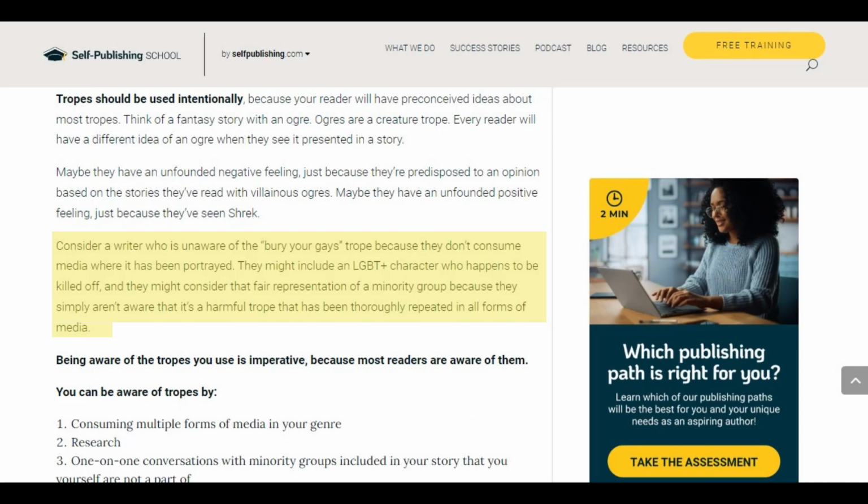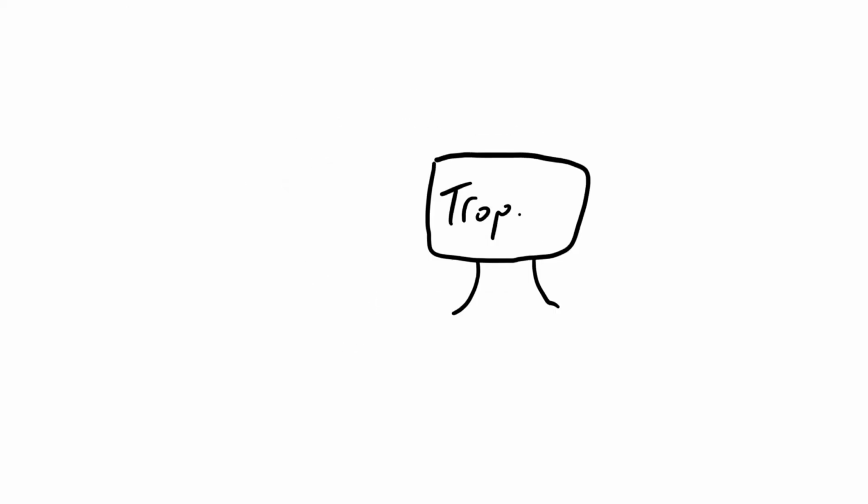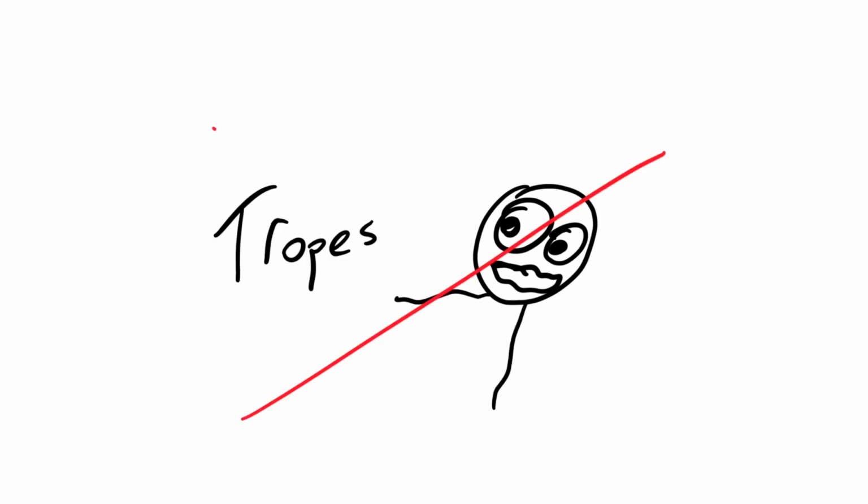They might include an LGBT plus character who happens to be killed off, and they might consider that fair representation of a minority group because they simply aren't aware that it's a harmful trope that has been thoroughly repeated in all forms of media. What should you take away from this? Research the tropes you feel like could be potentially harmful to a group of people. Don't be scared off from tropes by the possibility of a single trope and a million others that could ruin your career. Simply be aware of which tropes you should use and which ones you shouldn't.